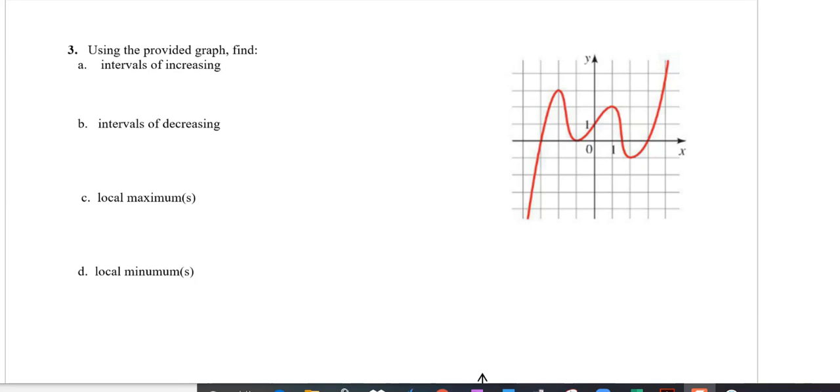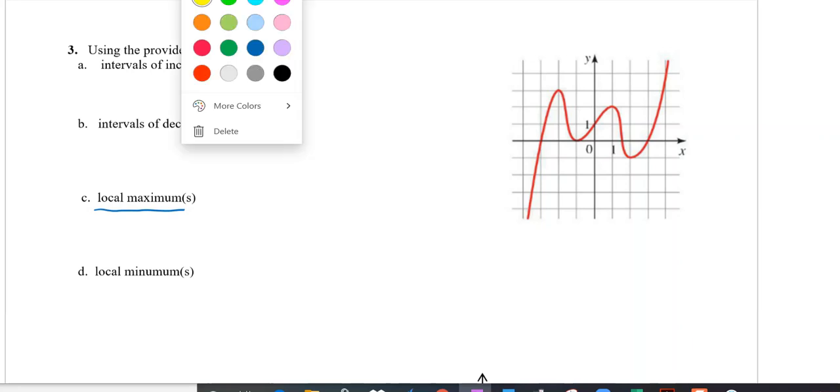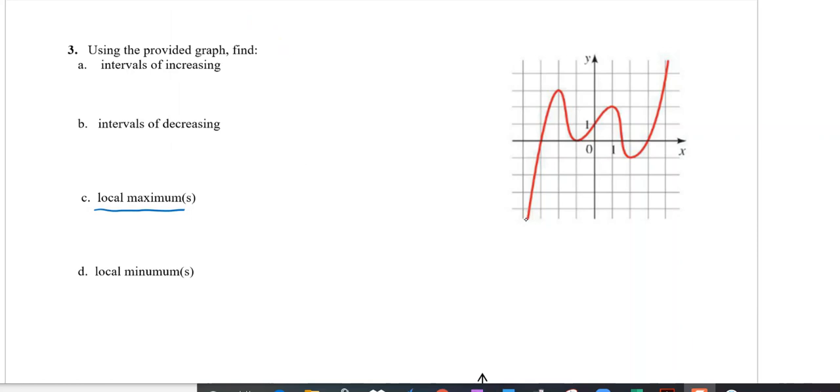Local maximum is a point where the y value is the maximum, is the biggest of all of the y values of the points near it, in its neighborhood, we say. So you can see as you trace along this graph, it's going up, up, up. When it's going up as we go from left to right, we say it's increasing. And then it starts to go down, down, down. So that point right there is where we have a local maximum, a local highest point.